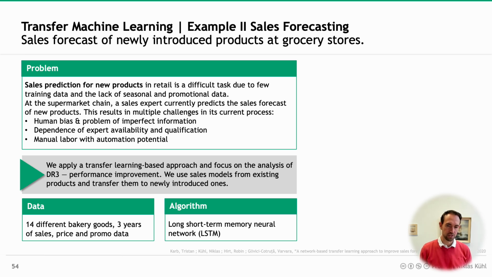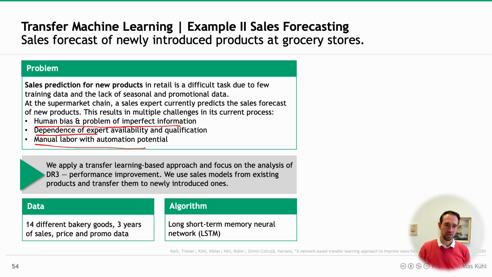Introducing a new product in retail is quite difficult because you don't have any data about that new product. You don't know how does it sell in different seasonal or promotional patterns. That's typically an issue. Now, that task as of now was performed by human experts, but this of course has a bunch of problems, right? You introduce human bias and problems of imperfect information, right? We as humans, we can't process as much information. You also have the dependence on this single expert and his or her availability and qualification, and again, it's a lot of manual labor.